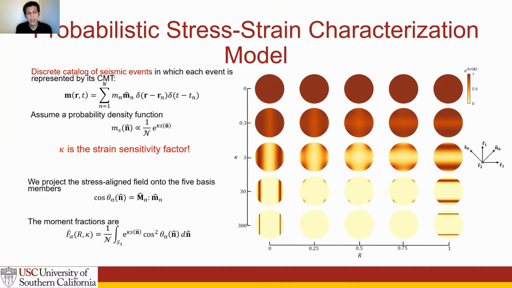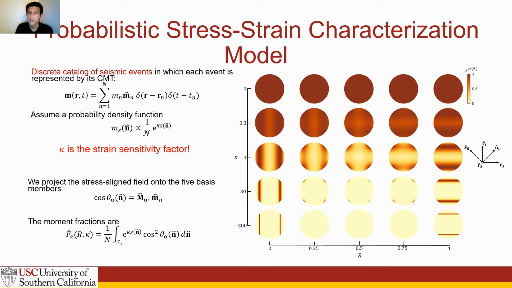As I mentioned before, we want to characterize the sensitivity of the strain to the stress fields. For that, we impose a probabilistic model of the stress distribution. We assume a probability density function of the scalar moment density, which is proportional to an exponential function. Here in this equation, kappa is the strain sensitivity factor, and N is the normalization constant, so that the probability function integrates to 1. If we have a discrete catalog of seismic events, we then project them onto the 5 basis members. This projection gives us the direction cosines, which can be integrated against the probability density function to obtain the moment fractions.